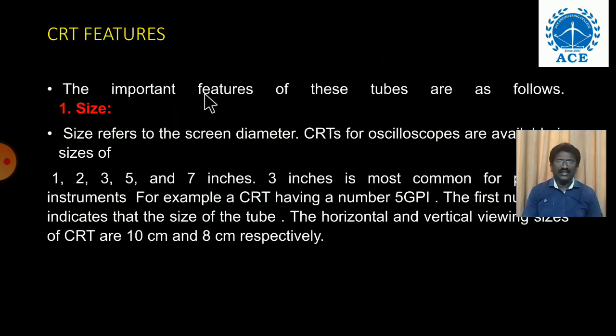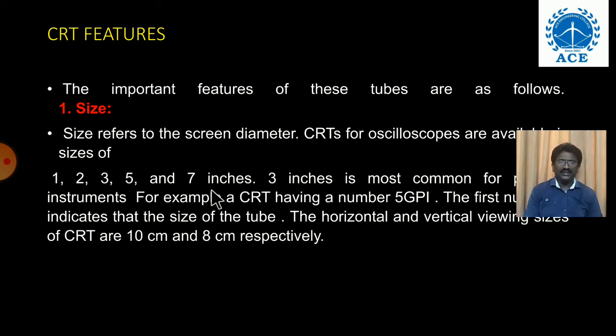So actually your CRT has some features. Features in the form of size, phosphor, operating voltages, deflection voltages, viewing screen. Here size is one of the important features. Size refers to the screen diameter. CRTs for oscilloscopes are available in sizes of 1, 2, 3, 5 and 7 inches. Here 3 inches is most common for portable instruments.